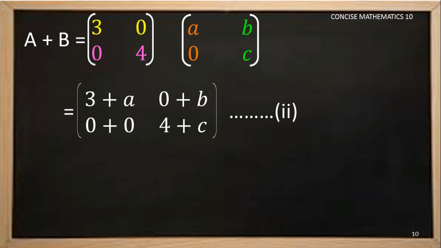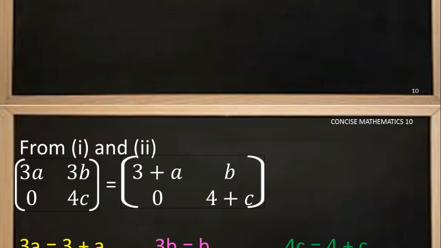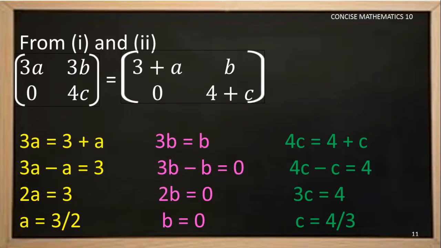Now equate result number 1 and result number 2. Here you can find the first element 3a is equal to 3 plus a. After simplifying, the value of a will be equal to 3 by 2. And the second element 3b is equal to b. After simplifying, b will be equal to 0. And the third element 0 is equal to 0. Hence move on to the fourth element.